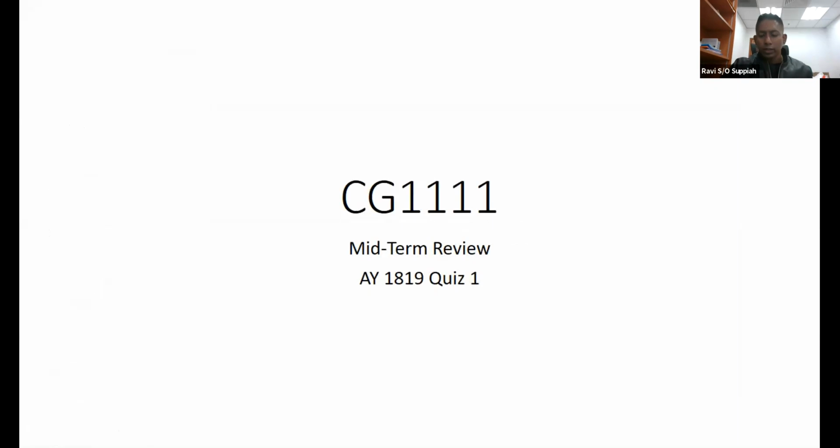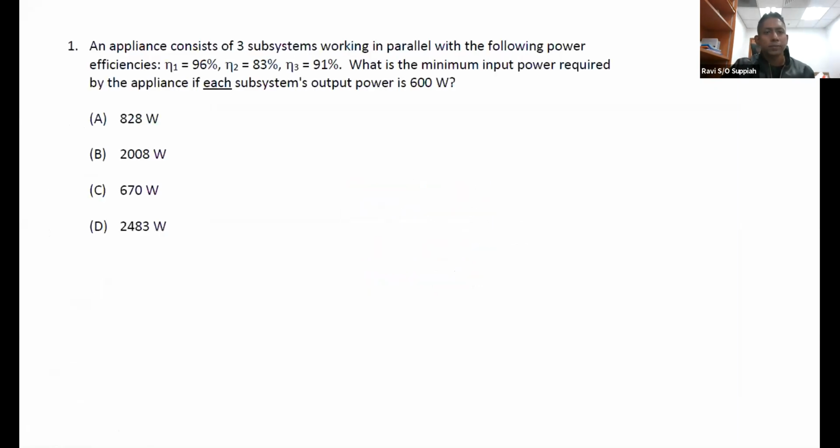Let's carry on with the AY1819 paper. Okay, so let's review these questions. Question 1: an appliance consists of 3 subsystems working in parallel, with the following power efficiencies. What is the minimum input power required by the appliance if each subsystem's output power is 600 watt? As you can see, the questions are a bit similar.